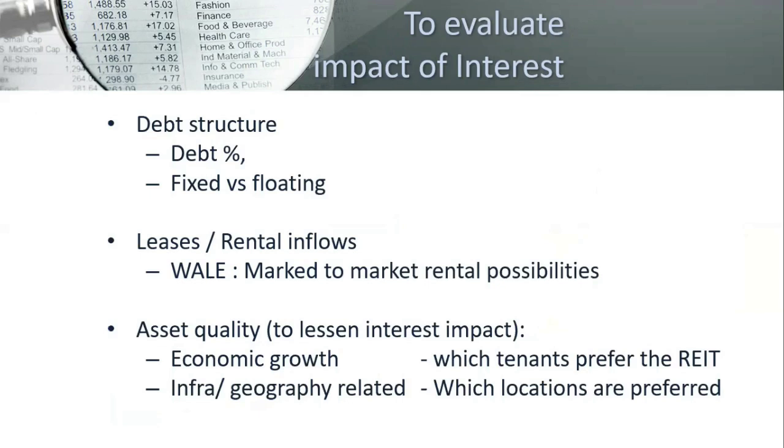So what happens is, if the average lease is for 6 years for the entire portfolio, then after 6 years most things would come up for rent renewal. And then the interest rate impact would be absorbed, because the rentals would take shape accordingly. Thirdly, the asset quality also has a role to play, because the interest rate impact can be lowered if economic growth is there and tenants are preferring a certain REIT, depending also on the geographical location. Then the interest rate impact would really not be too much.